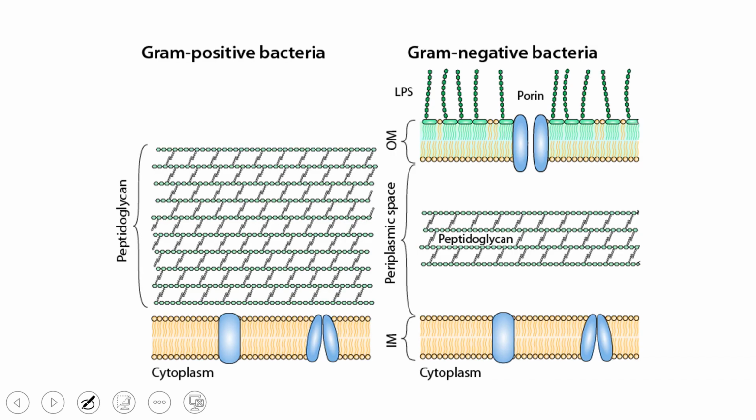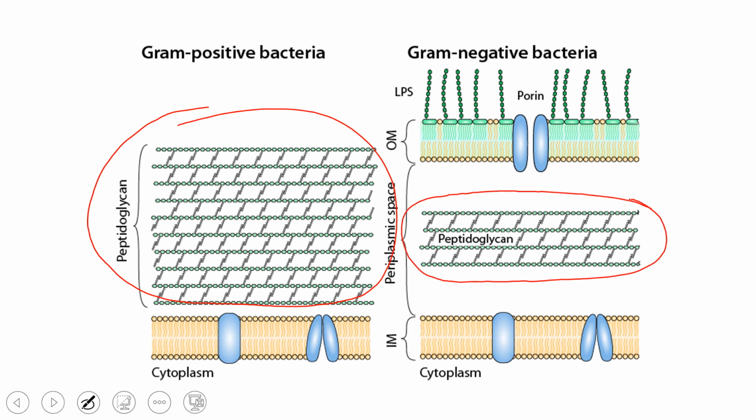If you see here, these are the structures of the gram-positive and the gram-negative bacteria. In the gram-positive bacteria, you can see the peptidoglycan layer is very thick, whereas in the gram-negative bacteria the peptidoglycan layer is very thin, and this space is called the periplasmic space. In the periplasmic space there will be the peptidoglycan layer. But if you compare the gram-positive and the gram-negative bacteria, all the components are particularly the same.